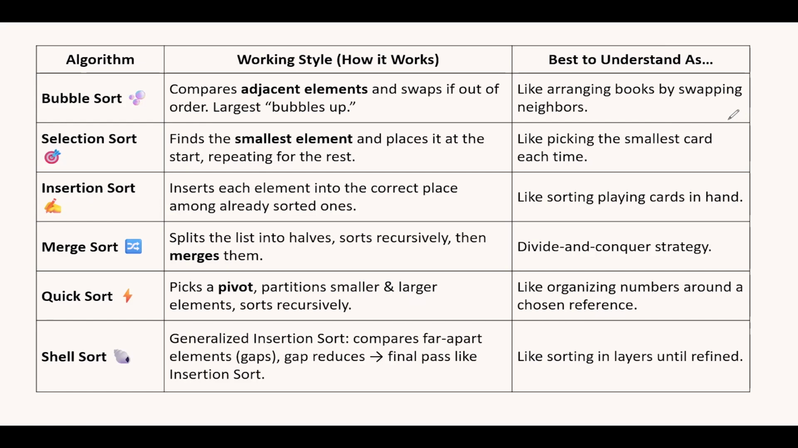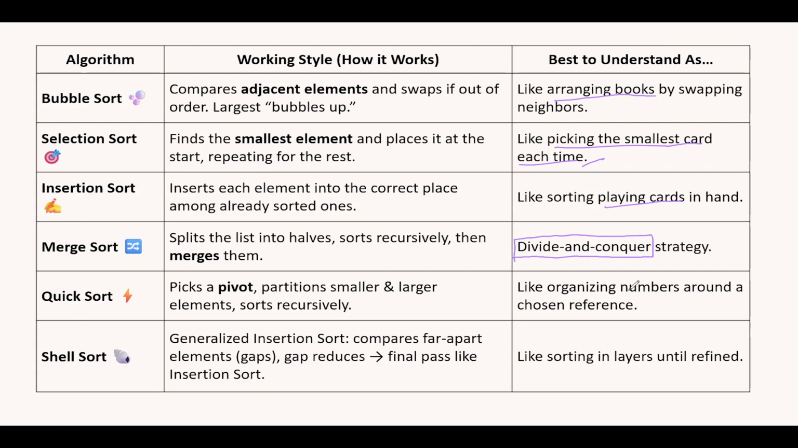Also, if you want to remember: bubble sort you can understand as arranging books by swapping neighbors. Imagine that the thicker book you bring down as and when you compare. Selection sort is like picking the smallest card each time. You select the smallest element and place it in its position. Insertion sort is like having random cards with you that you need to arrange in ascending order, and then you insert each one into its place. Merge sort you can remember as the divide and conquer strategy.